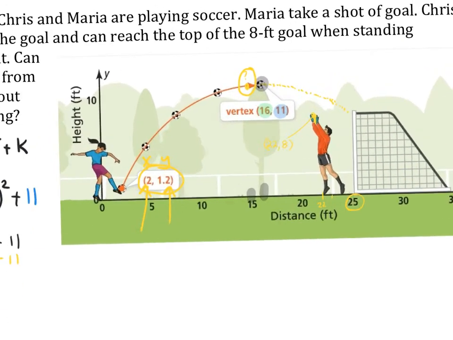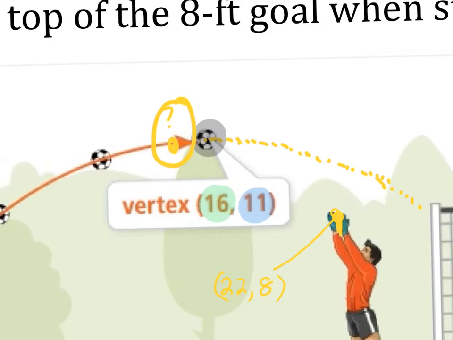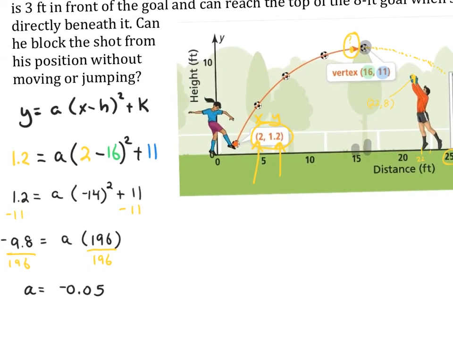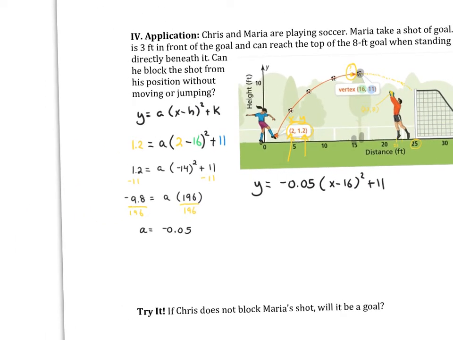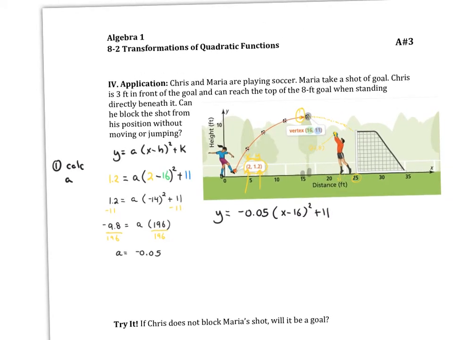All right, there was probably no way I could have accidentally guessed what that 15 value was to have gotten that. So I now have the function here. Here's my function: negative 0.05 times x minus 16, that's part of my vertex, plus the 11. So step number 1 was to calculate A. Now, step number 2, we have the function.